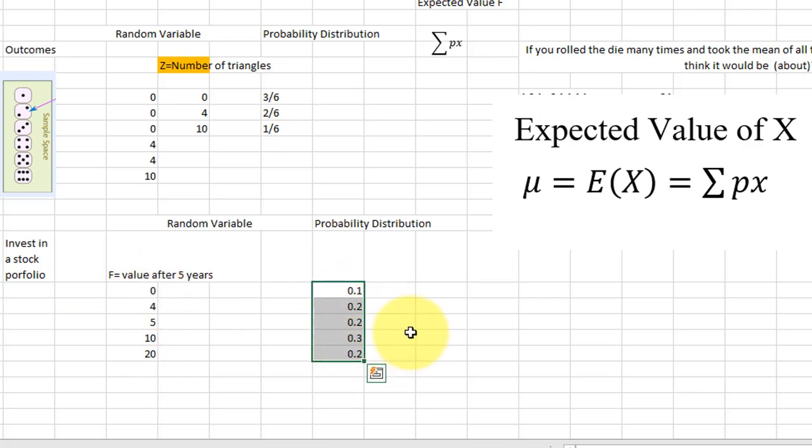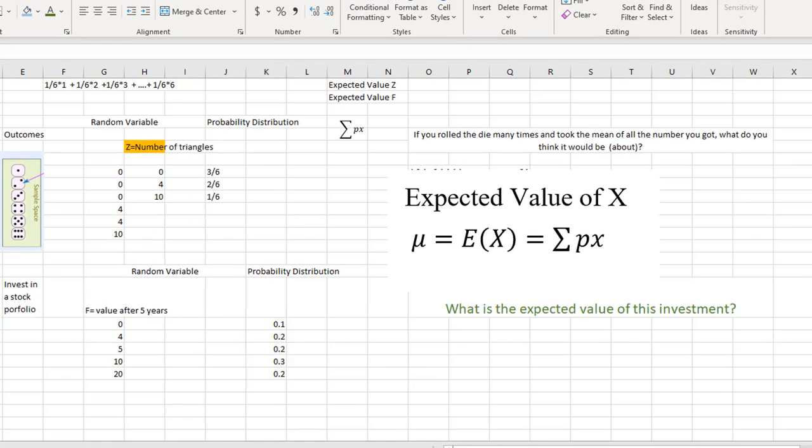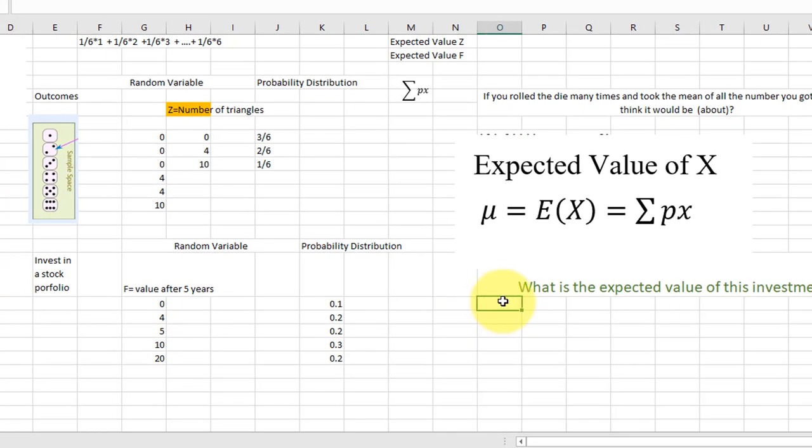So what is the expected value of this investment? Well, we do it like this. That is, we take the outcome times its probability, the outcome times its probability, the outcome times its probability. Or here, we take this outcome times its probability, this outcome times its probability, this outcome times its probability, 10 times 0.3, and 20 times 0.2. And we add all of that up. So we're going to get 0 times 0.1. What is 0 times 0.1? That's 0. And what is 4 times 0.2?